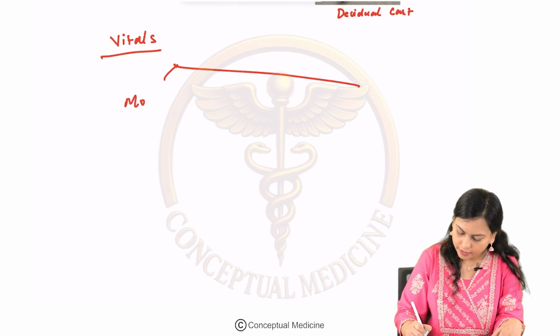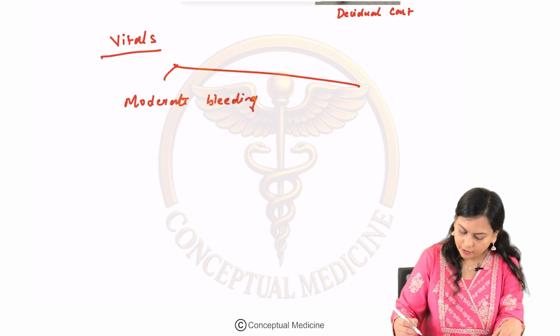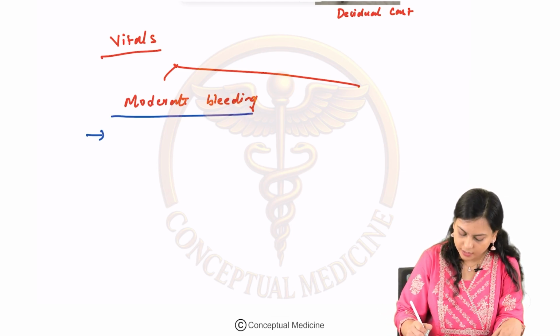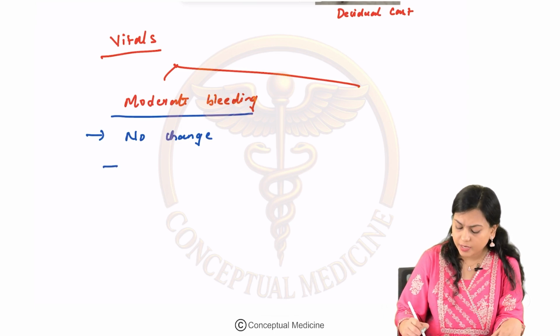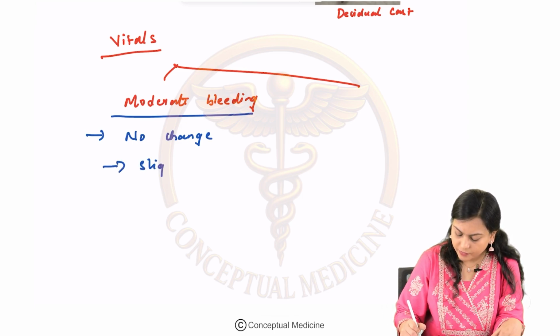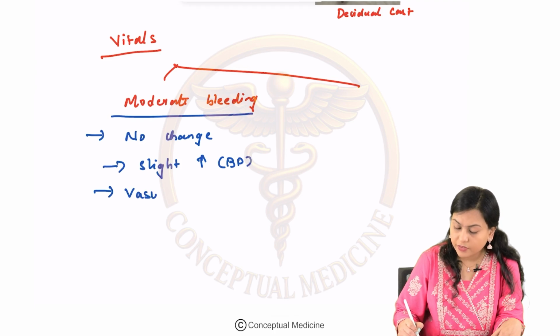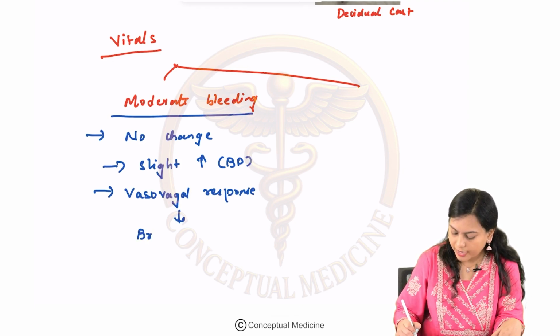Vitals in moderate bleeding usually will not have much change. Okay, so usually no change. Sometimes there can be a slight increase in BP, and because of the vasovagal response, there can be bradycardia or hypotension.